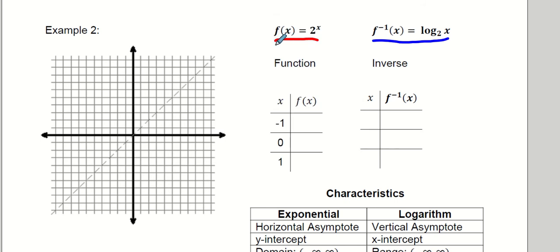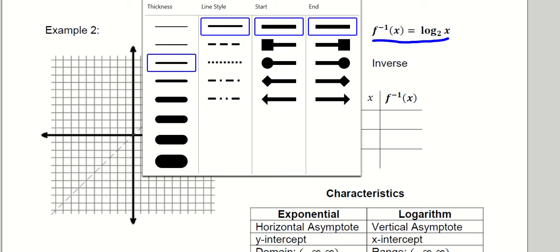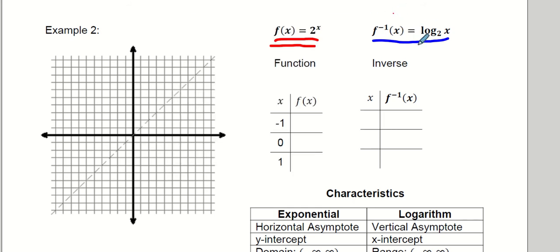So in this problem, f of x, and notice we have that little -1. Hopefully y'all remember doing inverse functions where you have that little -1 there. And excuse me, for some reason this thing keeps jumping back and forth from small to big. So here we have the exponential function and its inverse.